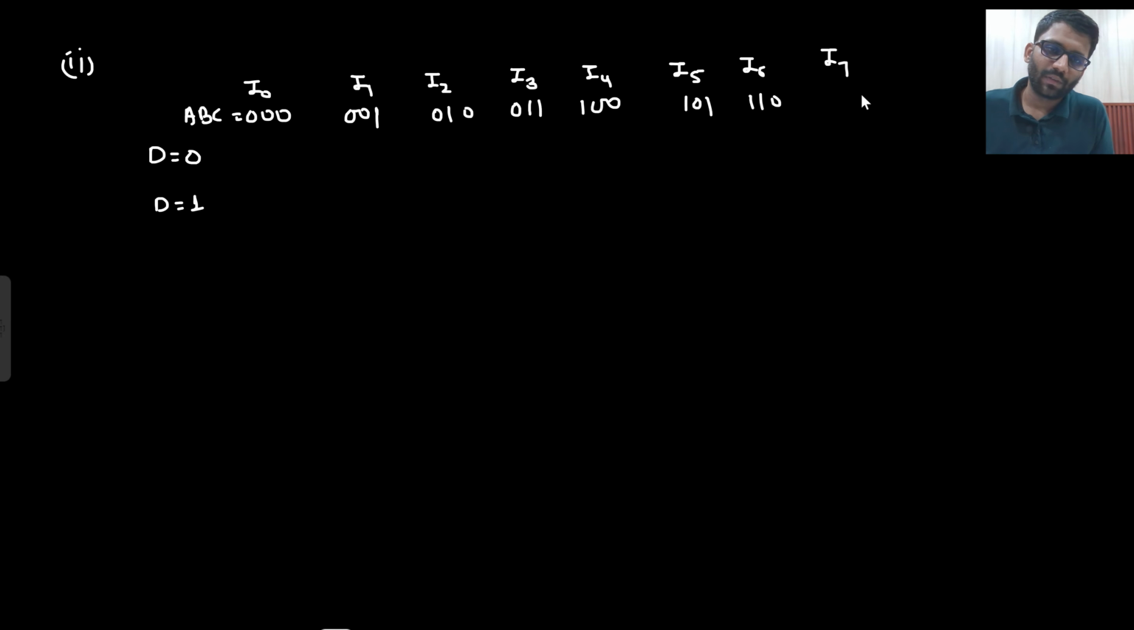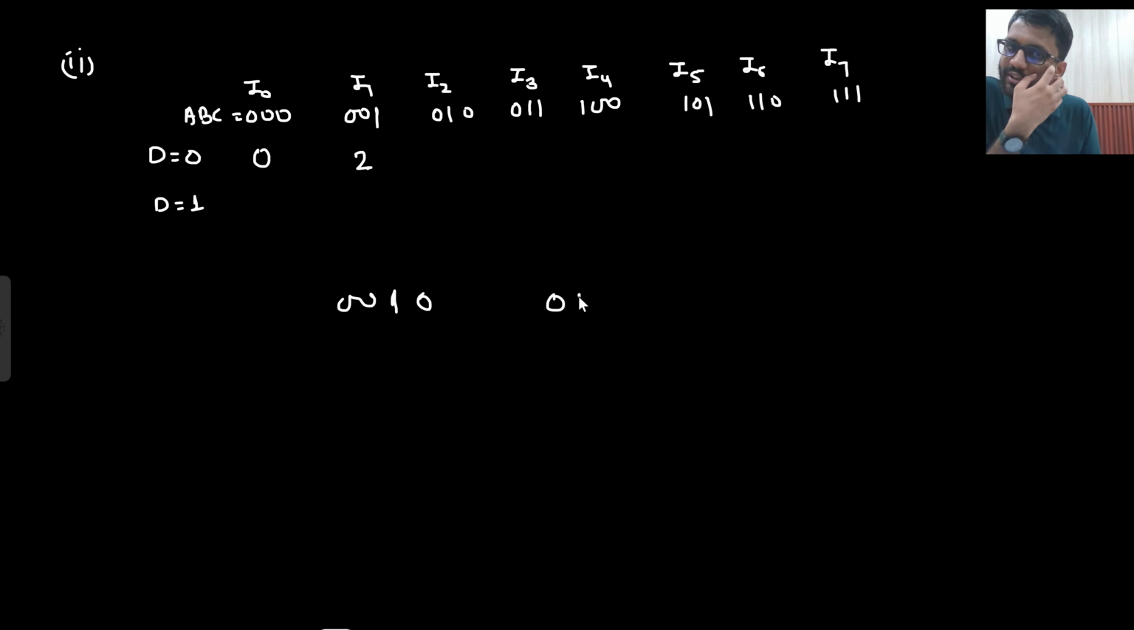The inputs are I0, I1, I2, I3, I4, I5, I6, I7. ABC takes 000, 001, 010, 011, 100, 101, 110, 111. So this will represent 0 only. What will this represent? 0, 0, 1, 0, 0, 0, 1, 0. This will represent 2.